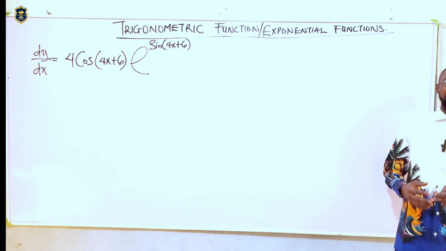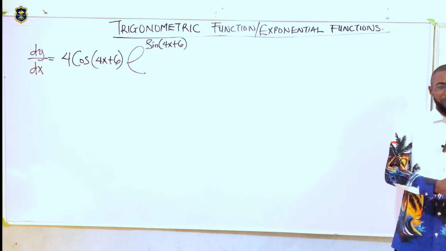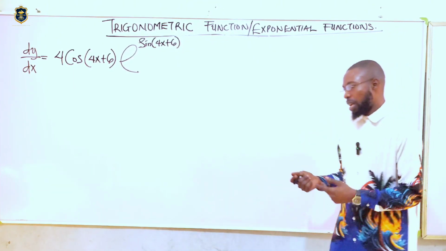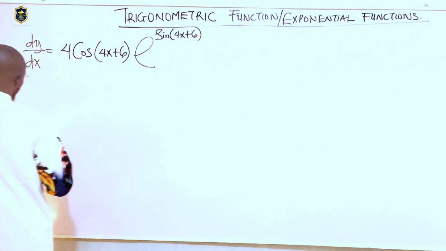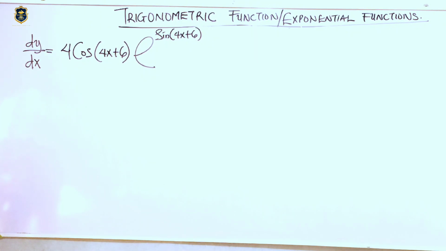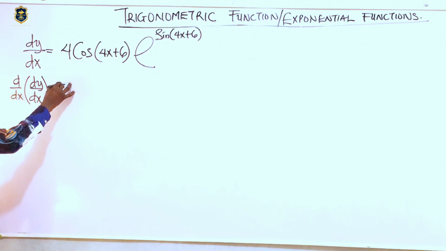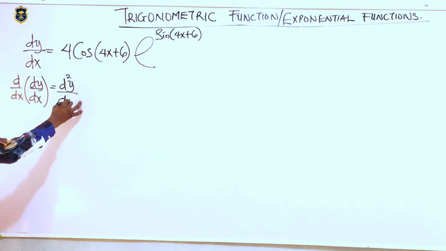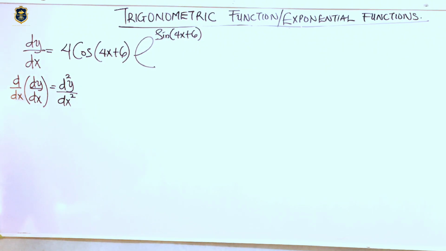Alright, so what becomes the second derivative of the answer we got from the previous video? That's what we're treating as the second derivative. And you know what the second derivative is? That's differentiating with respect to x, d over dx of dy dx, which gives us d squared y over dx squared. So what does that give us?